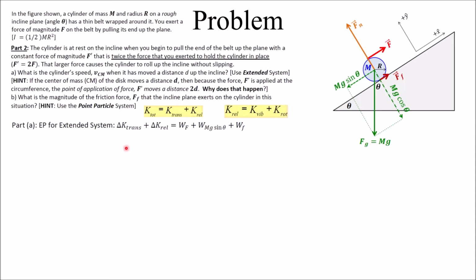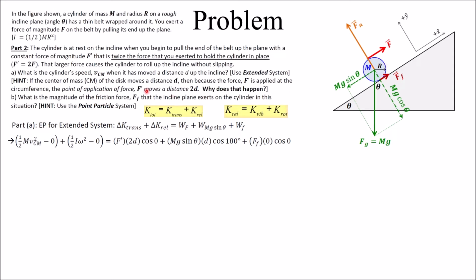So for part A, we're looking at the change in kinetic energy, translational and rotational, which is going to be equal to the work done by our force here, plus the work done by mg sine theta, plus the work done by friction. And when we plug in, remember we're starting at rest, so our initial kinetic energies, both rotational and translational, are going to be 0. So we have 1/2 mv squared plus 1/2 I omega squared on the left-hand side of the equation, dealing with the energy. And on the right, we have our F prime force times 2d.